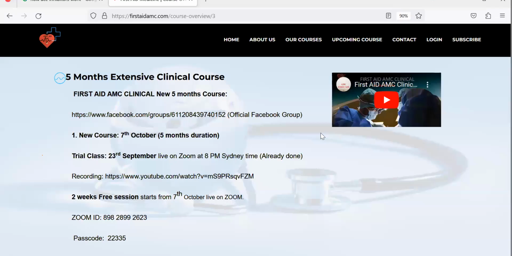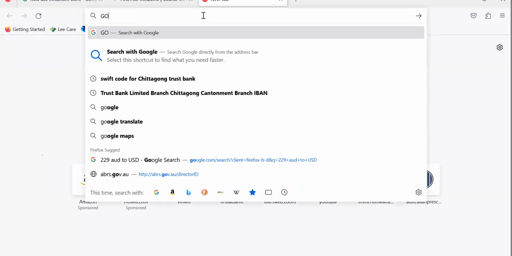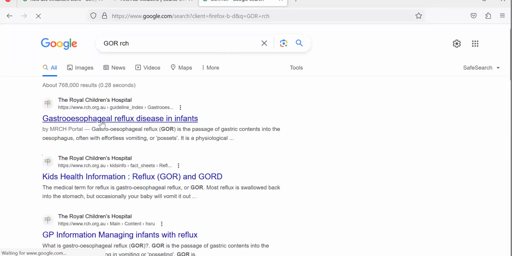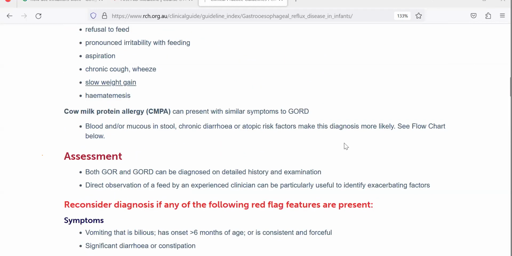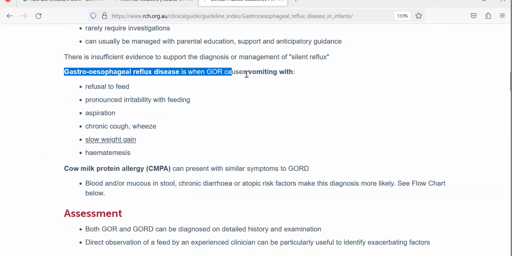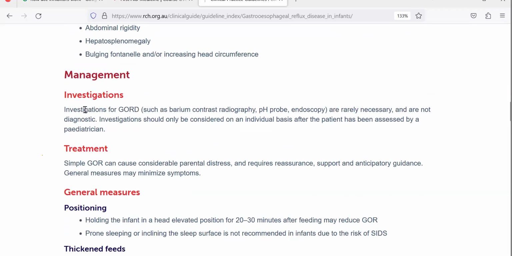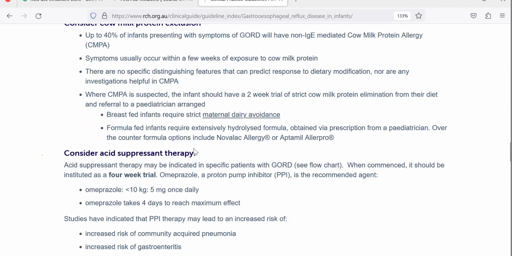All right, everyone, let's start again. So before I start, I'm just going to show you one thing. RCH is still your friend in AMC Clinical. So go to the RCH gastroesophageal reflux, and you'll find out a few other things that I was talking about. So this is the gastroesophageal reflux disease. You can see that investigations are rarely necessary and not diagnostic. It's only done if there is nothing else that you can do.